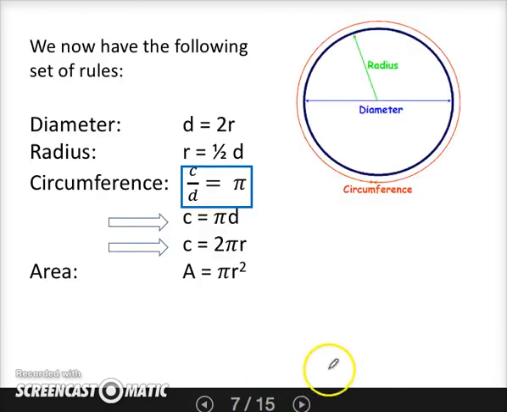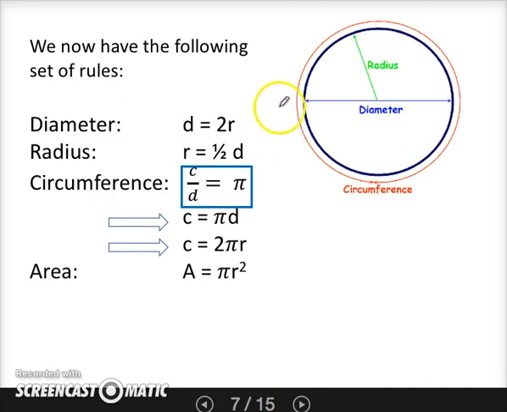Okay, we now have the following set of rules, and referring to this diagram, you can write down in your notes concisely this list of rules. We have that the diameter of a circle is 2 times the radius. In other words, the radius is 1/2 of the diameter. So these two equations are saying essentially the same thing.